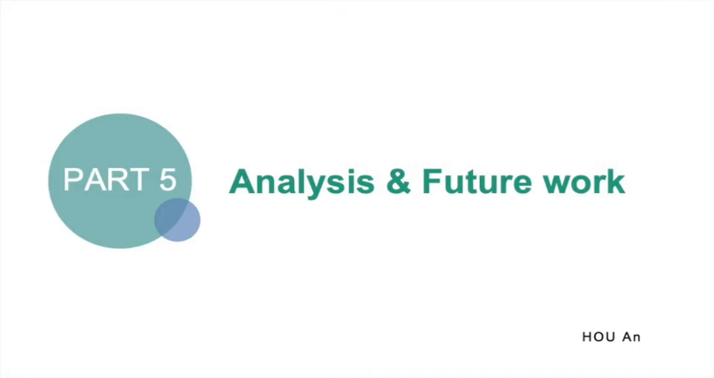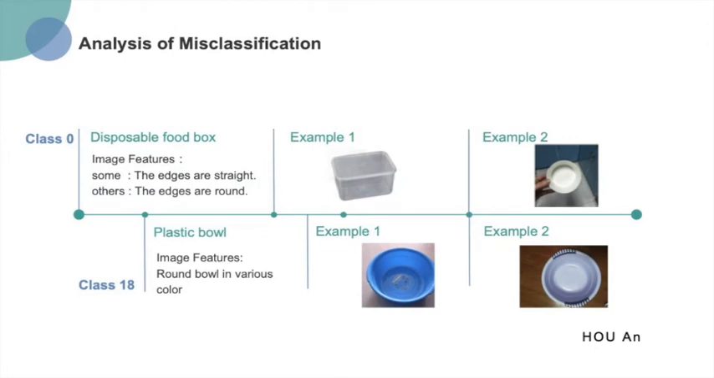Hi, this is Hoan. I will introduce our analysis of misclassification cases and our future works. Okay, first of all, one of the most frequent wrong predictions happened in class 0 and class 18. Class 0 is disposable food box. Most of the images are cubic boxes, but there are some images that are round boxes. And class 18 is plastic ball. Most of the images of class 18 are round balls, so the similarity between the two classes of images in shape might be the reason for the misclassification.